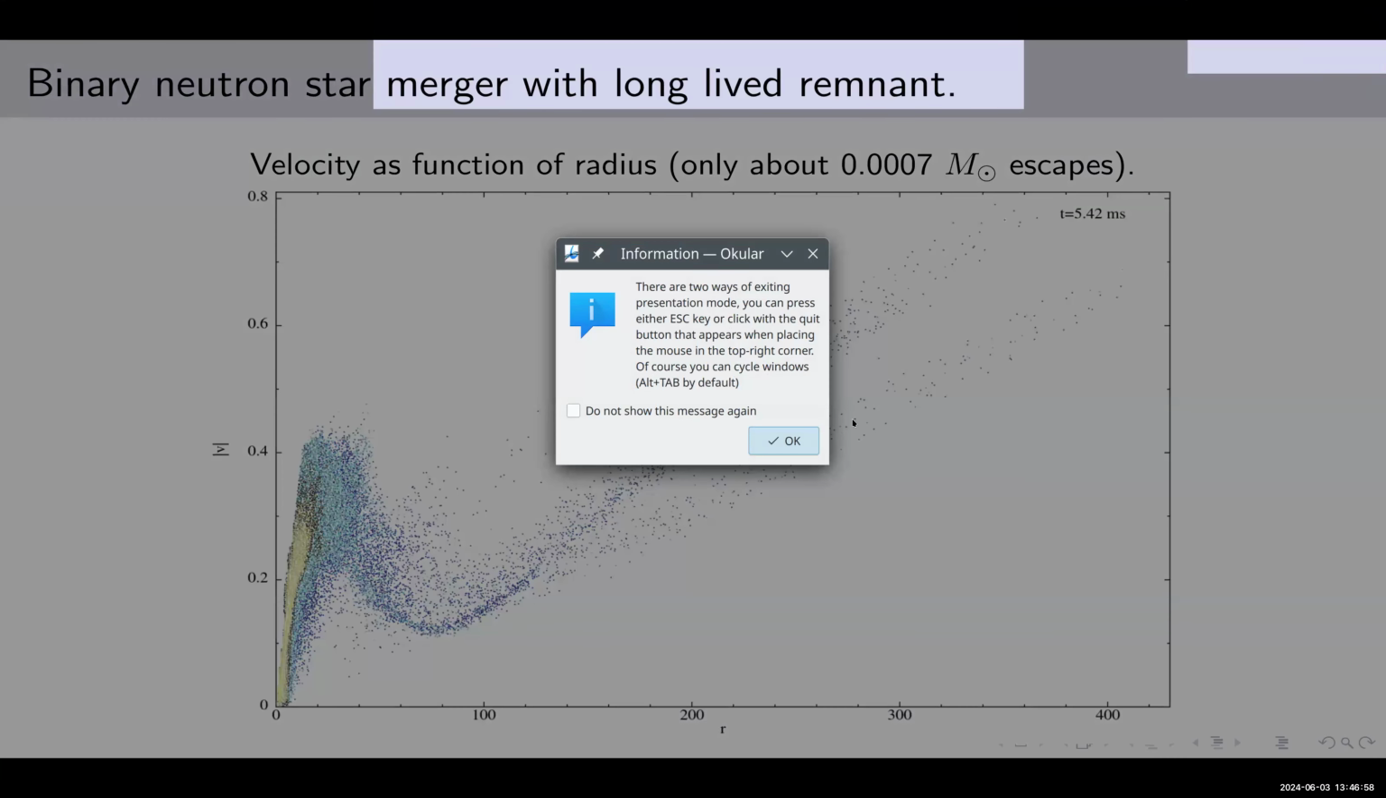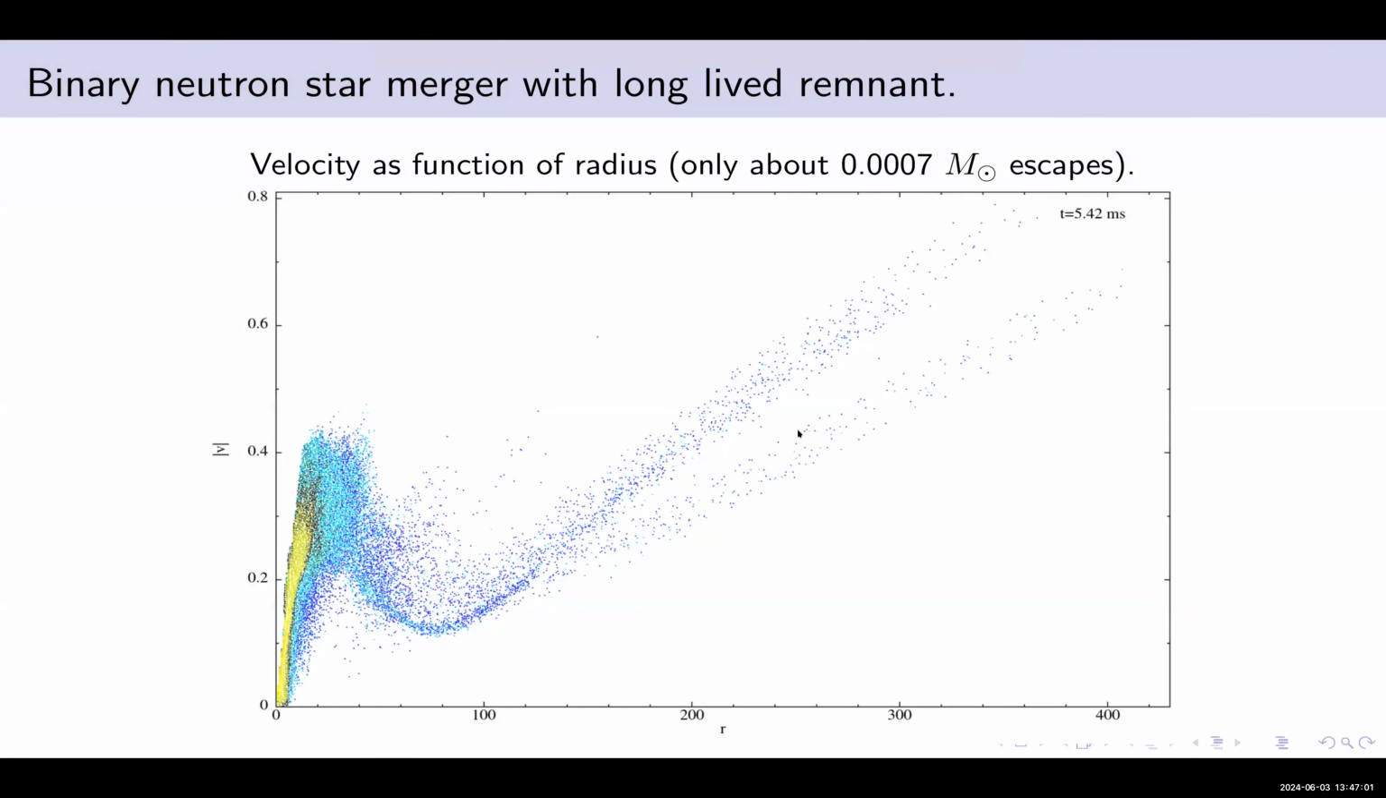I found that it was useful for this case to look at the velocity as a function of radius. You can see there seem to be two different phases of ejection of high velocity material happening. There's this first leading phase and then the second one, and there are a few more in here. In this case, only about 7 times 10 to the minus 4 solar masses actually escape. But some of it escapes with velocities that are close to 80% of the speed of light.